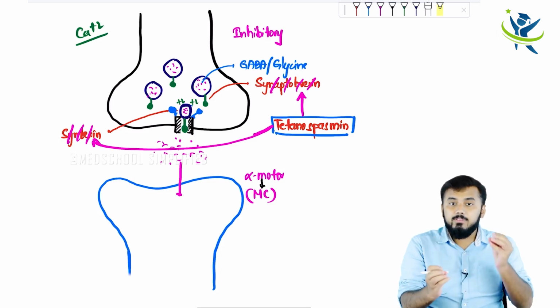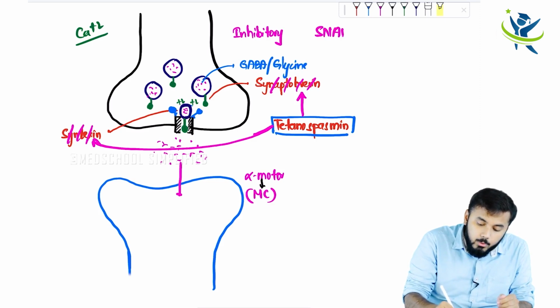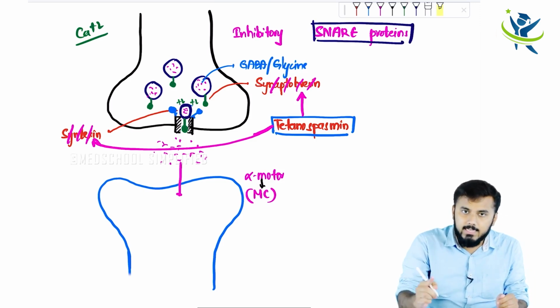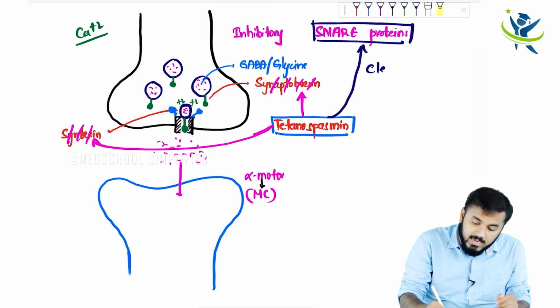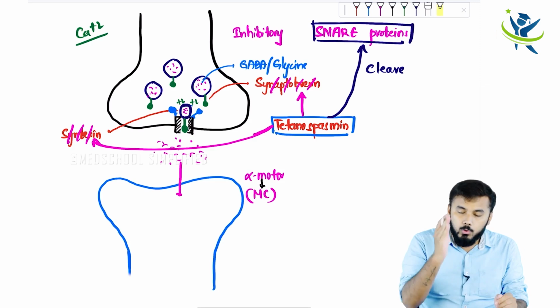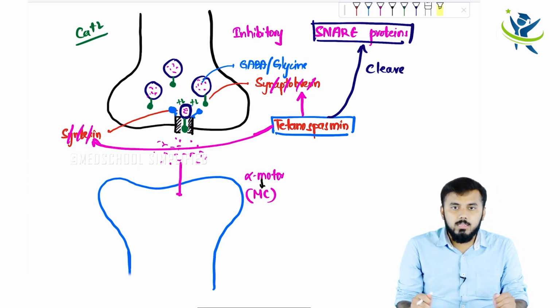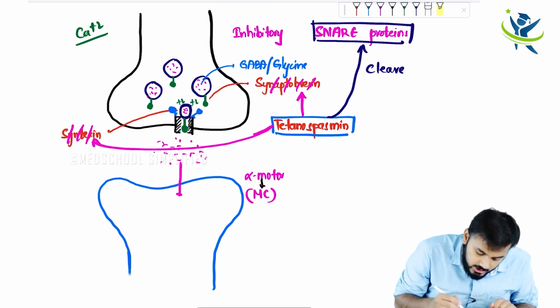Synaptobrevin and syntaxin together are called snare proteins. So tetanospasmin will cleave, or proteolyse, these snare proteins. It will break down these proteins. So what is going to happen? Now, look at the picture. I am going to change the picture.